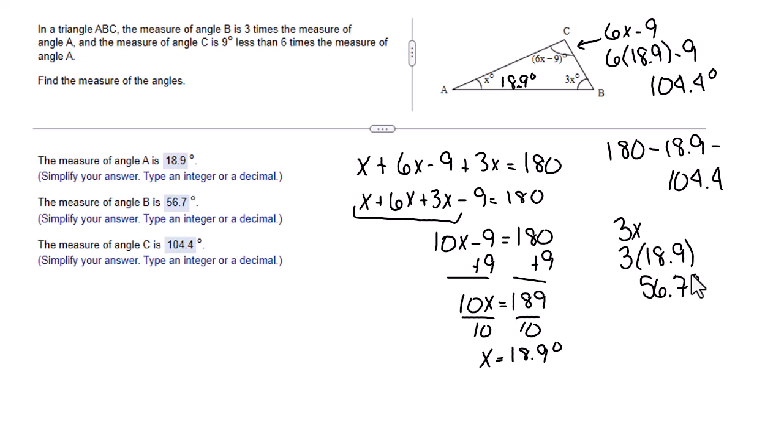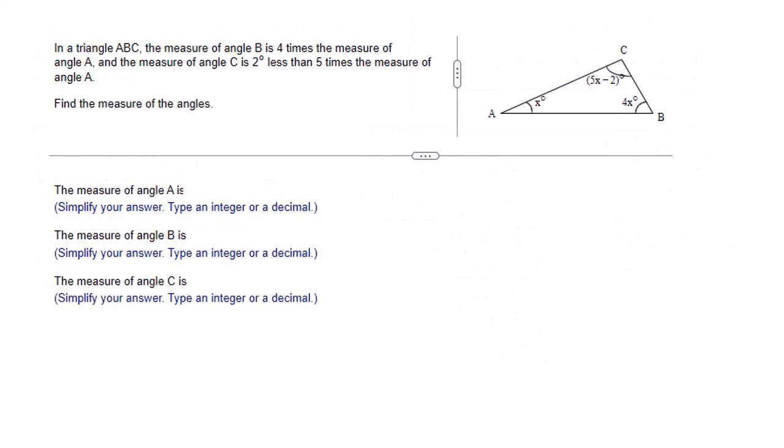Now it's your turn to try. Let's look at the one you're going to try. Here's your problem. In a triangle ABC, the measure of angle B is 4 times the measure of angle A. The measure of angle C is 2 degrees less than 5 times the measure of angle A. Find the measure of the angles. Pause the video, find the measures, and then press play. We'll work it together.